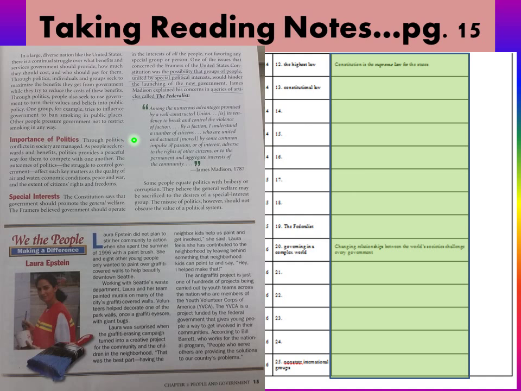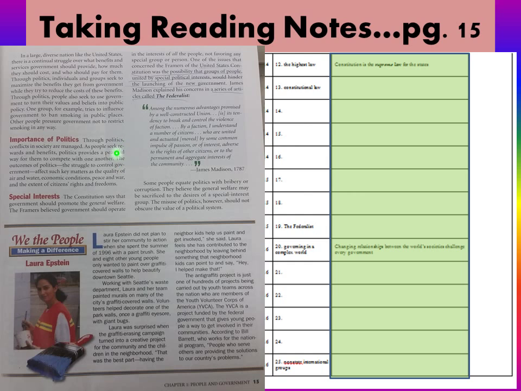Through politics, conflicts in society are managed. As people seek rewards and benefits, politics provides a peaceful way for them to compete with one another. The outcomes of politics, the struggle to control government, affect such key matters as the quality of air and water, economic conditions, peace and war, and the extent of citizens' rights and freedoms.